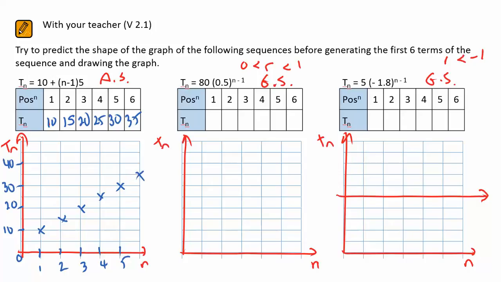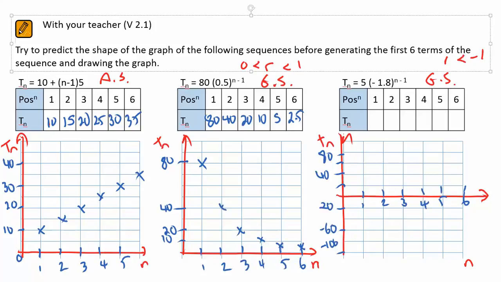Now in the second instance, we're multiplying through by 0.5. I could generate these on the calculator, but really it's a halving in each instance. So 80, 40, 20, 10, 5, and 2.5. So when you come to gridding that, 80, 40, 20, 10, and so on. In the second instance, because we're halving, 80, 40, 20, 10, 5, and 2.5.